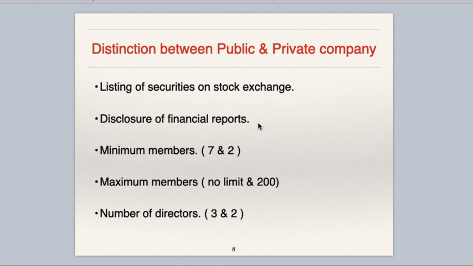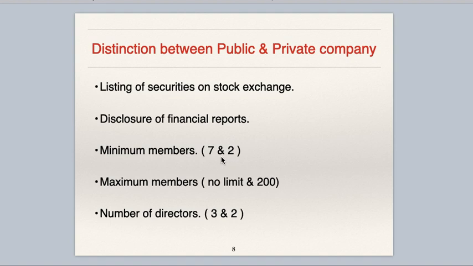Next, this point of distinction is disclosure of financial reports. A public company needs to disclose its financial reports quarterly and annually, whereas there is no such obligation for a private company to disclose financial results to the normal public, to the general public. Next point of distinction is minimum number of members, minimum number of shareholders.